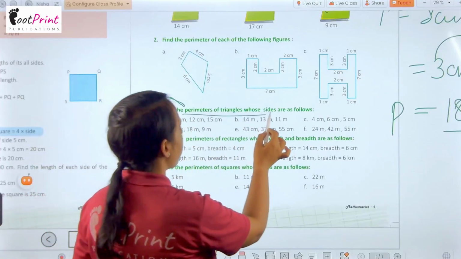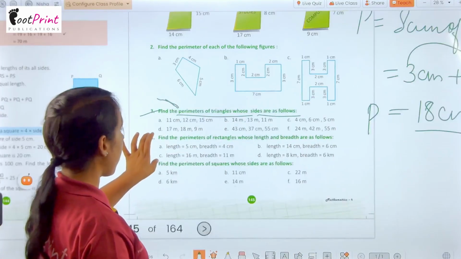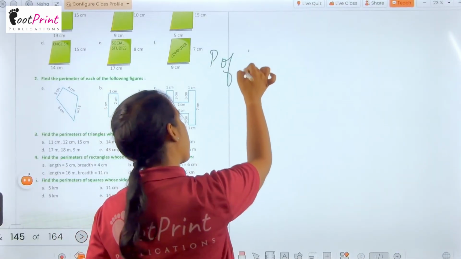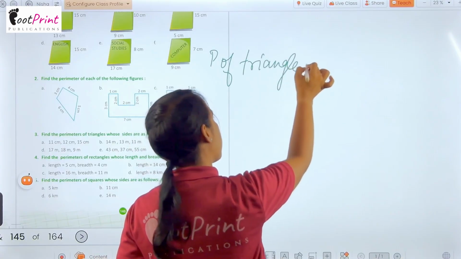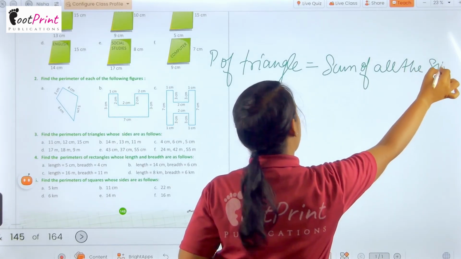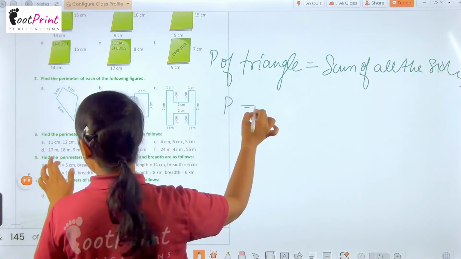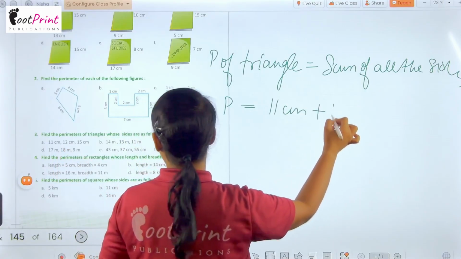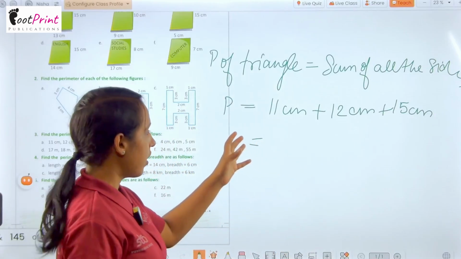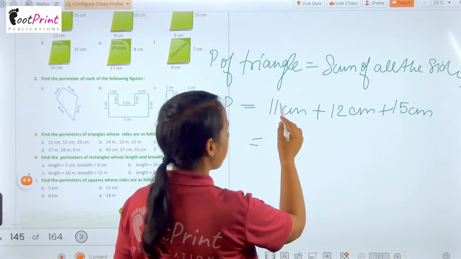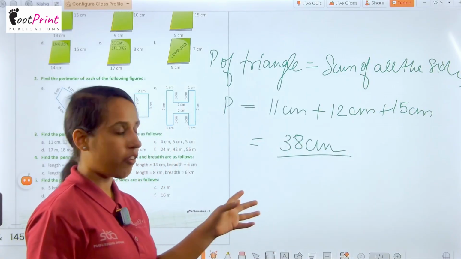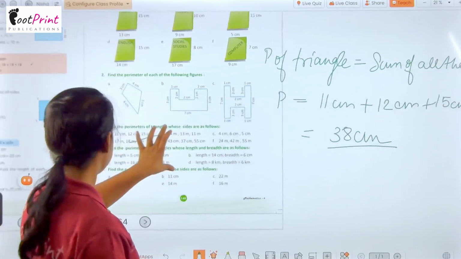Now find the perimeter of triangle whose sides are as follows. We know that. For that, how to find out the perimeter of triangle? Perimeter of triangle. And what is the perimeter of triangle? Sum of all the sides. Okay, so here we have sides. Perimeter will be equals to 11 centimeter plus 12 centimeter plus 15 centimeter. Okay, here we have the sides of triangle. And after adding that, we get 1, 2, 3, 3, 5, 8 and 38 centimeter. Okay, this is our perimeter of the given triangle.